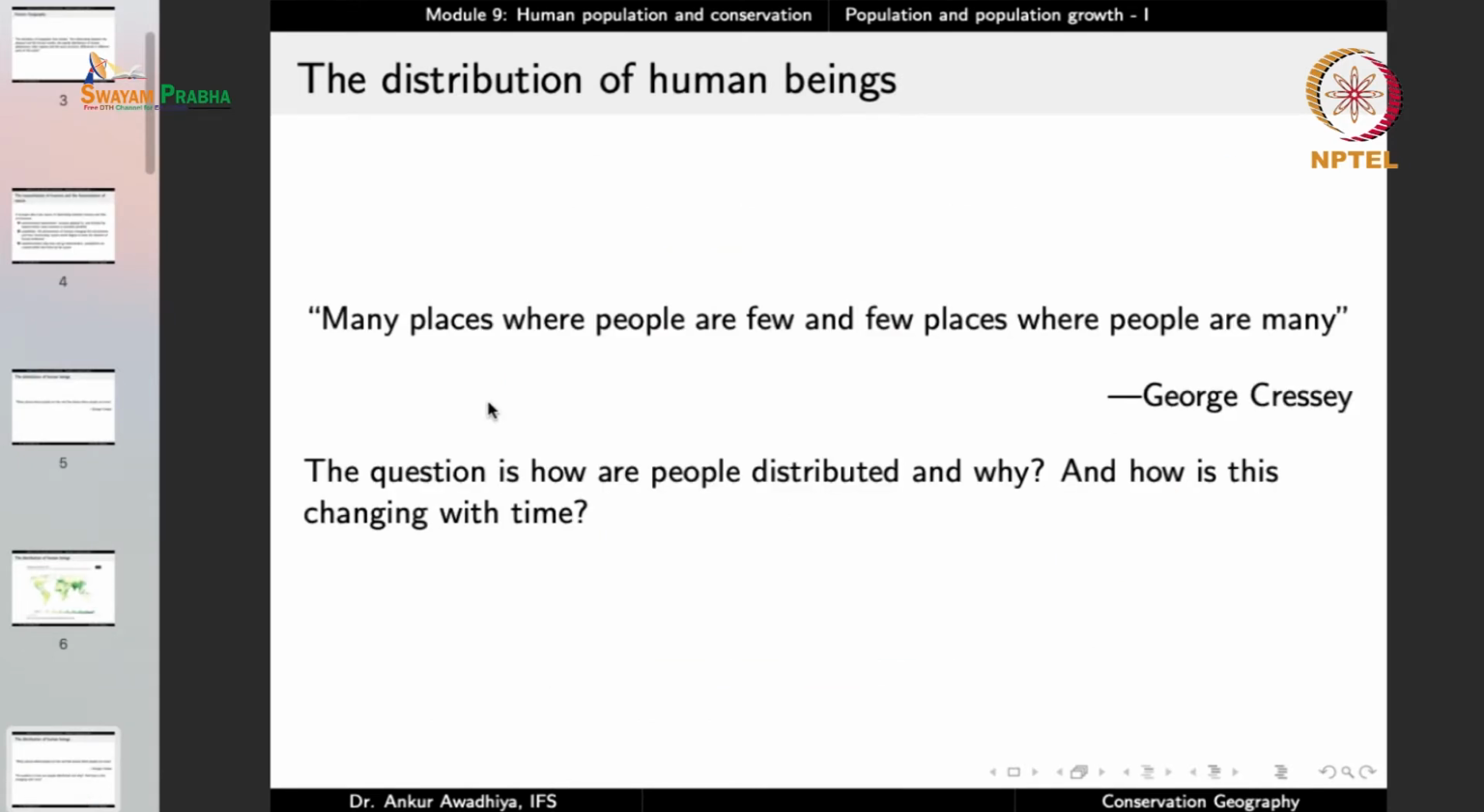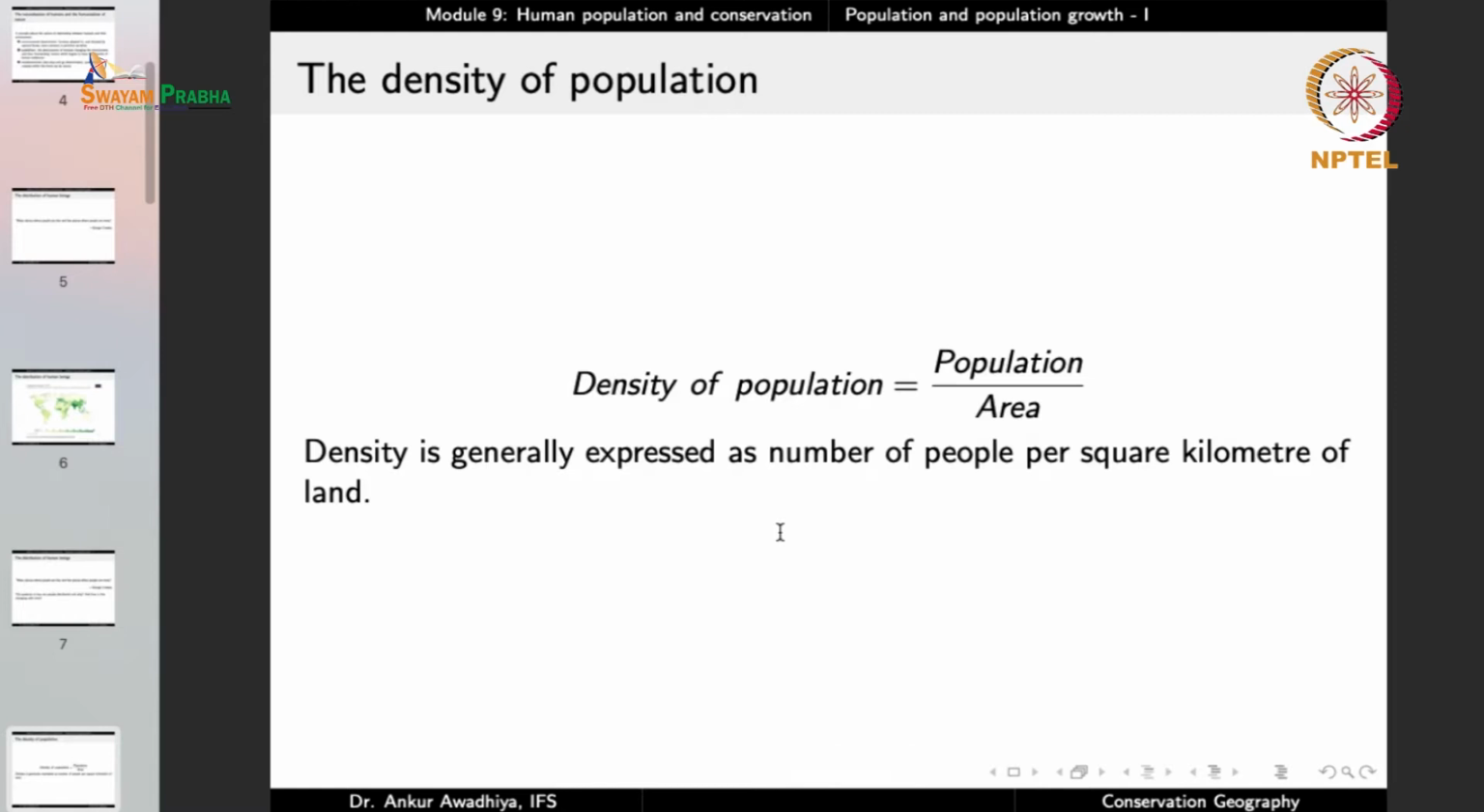Now the question in human geography is, how are people distributed and why are they distributed in the ways that they are distributed? And is this distribution changing with time? If yes, how is it changing with time? So to understand this distribution, we define the concept of density of population. Density of population is defined as population per unit area. It is generally expressed as number of people per square kilometer of land.